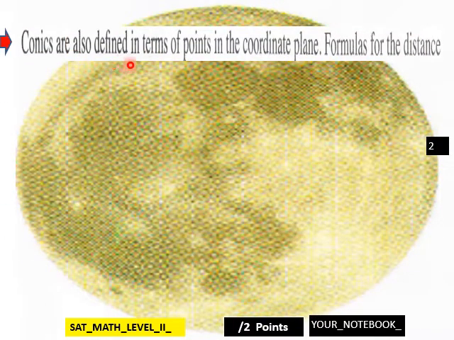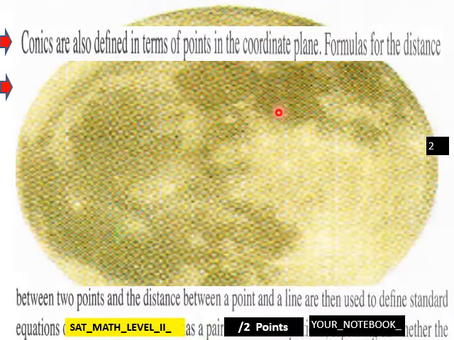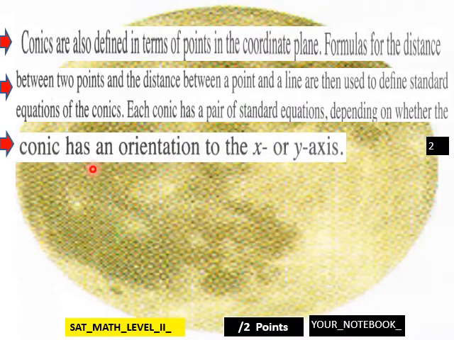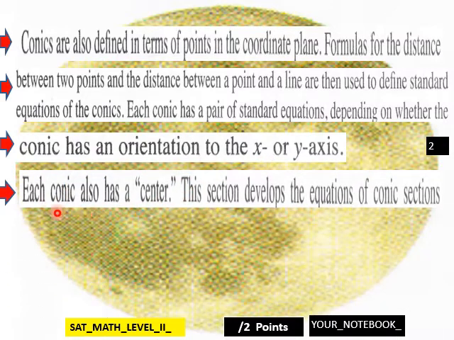Conics are also defined in terms of points in the coordinate plane. Formulas for the distance between 2 points and the distance between a point and a line are then used to define standard equations of the conics. Each conic has a pair of standard equations depending upon whether the conic has an orientation to the x or y axes. Each conic also has a center.